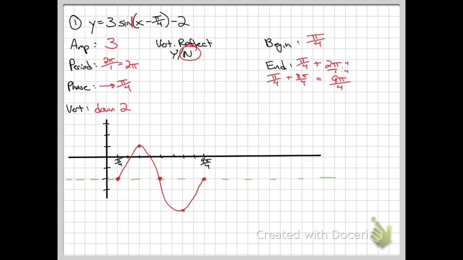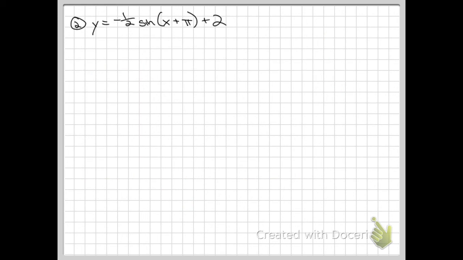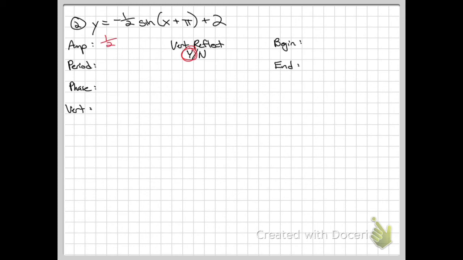Okay, here we go. Number 2, copy it all down, set up all your answer blanks. Okay, there's all my answer blanks. Pause the video, I'm going to start going. So, amplitude. I know A is negative a half. The negative makes me circle yes for reflection. The amplitude is still just 1/2. It's the height of a hill. Heights do not have negatives.